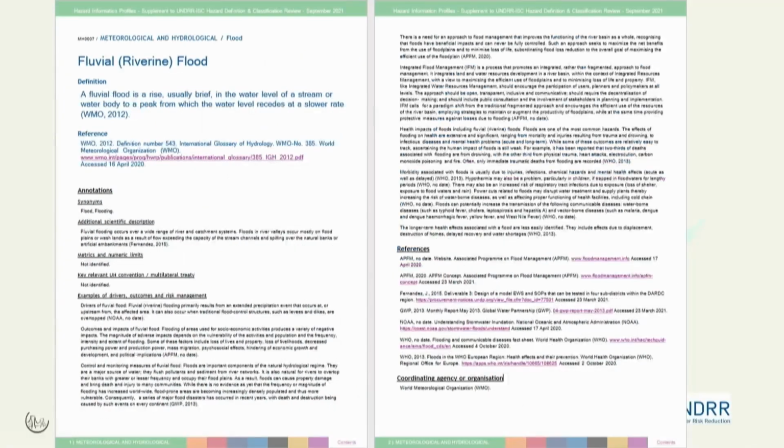But to explain more about how they work, this is the riverine fluvial flood hazard information profile. The aim was to keep them as short as reasonably possible, preferably no more than 2 pages, all with open source referencing wherever we could, linking to a UN organization or other agency that might be able to help us to coordinate and update the definitions, but to include things like annotations, additional scientific information, things like metrics where we knew it, key relevant conventions, and examples of drivers, outcomes, and risk assessment.